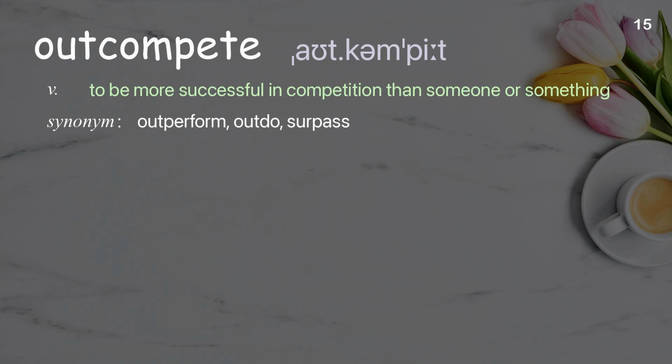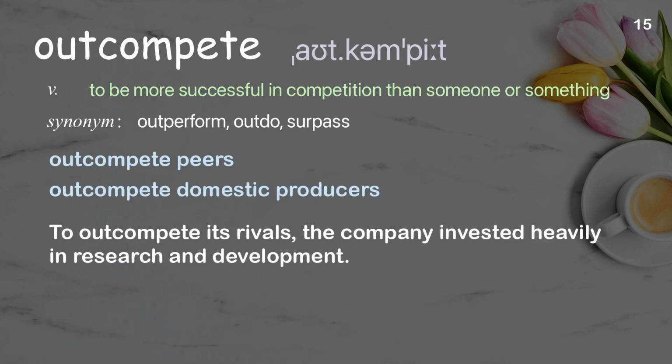Outcompete. To be more successful in competition than someone or something. Examples: Outcompete peers. Outcompete domestic producers. To outcompete its rivals, the company invested heavily in research and development.